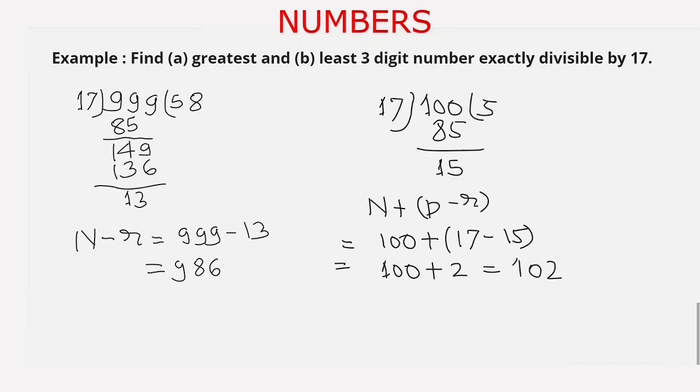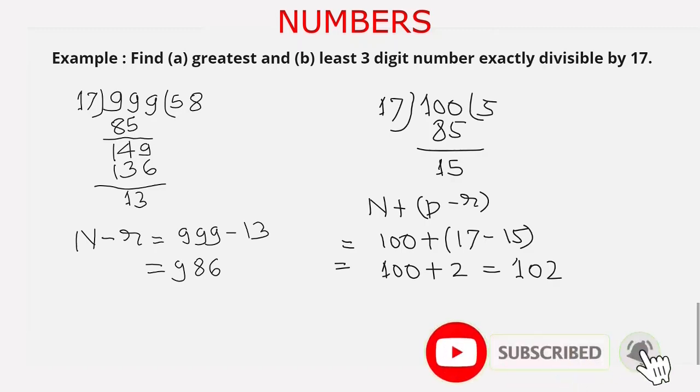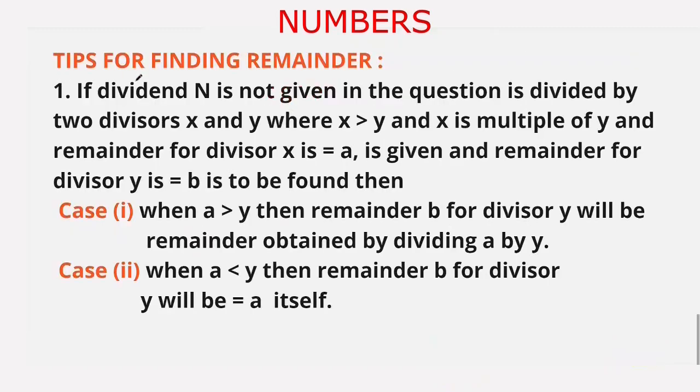So the least 3-digit number exactly divisible by 17 is 102. This way we can solve such type of question. Tips for finding remainder. The first tip is, if dividend n is not given in the question and is divided by two divisors x and y, where x is greater than y and x is multiple of y.